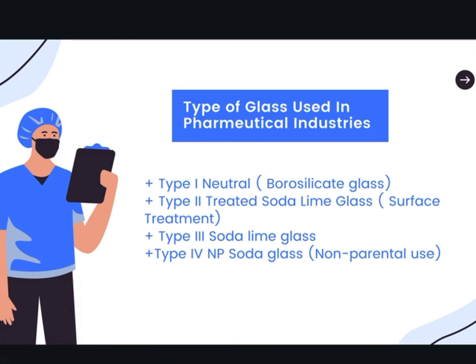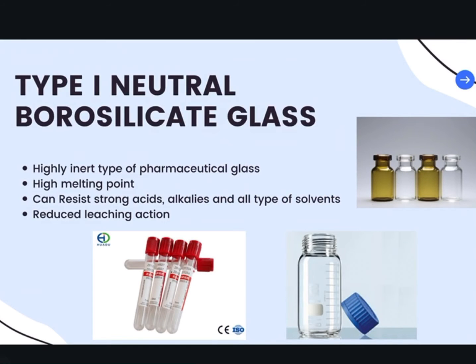First is type 1, neutral, which means it is borosilicate glass. Then type 2 is treated soda lime glass, surface treatment. Type 3 is soda lime glass. And finally type 4, NP soda glass. First is type 1, neutral borosilicate glass.